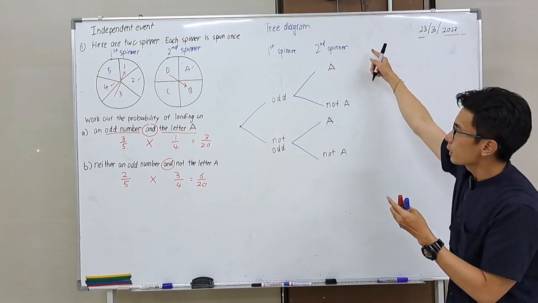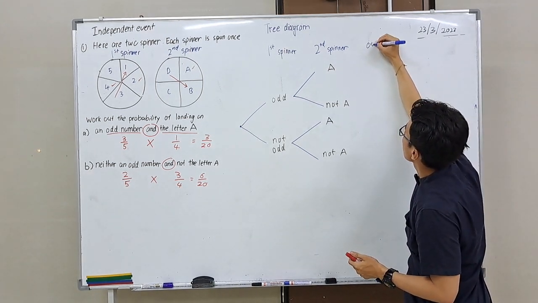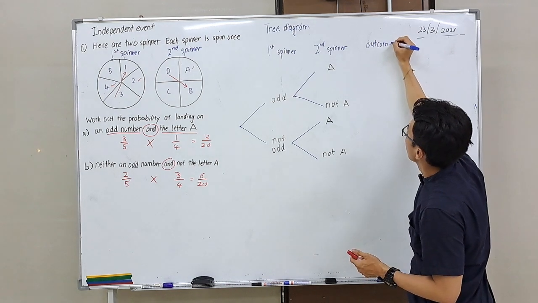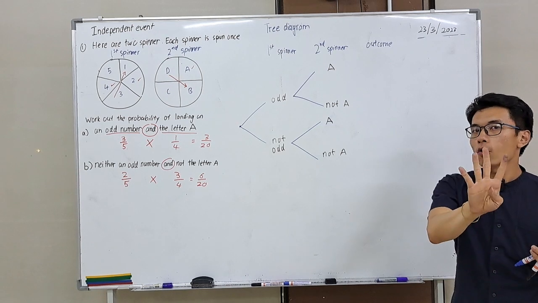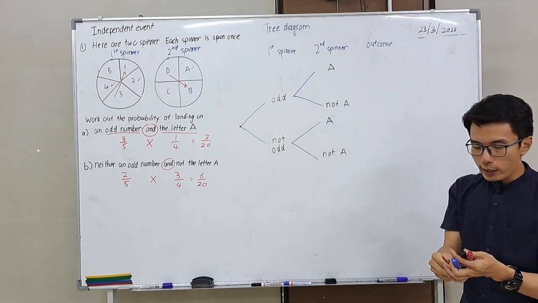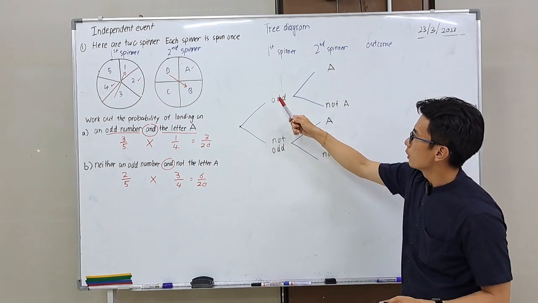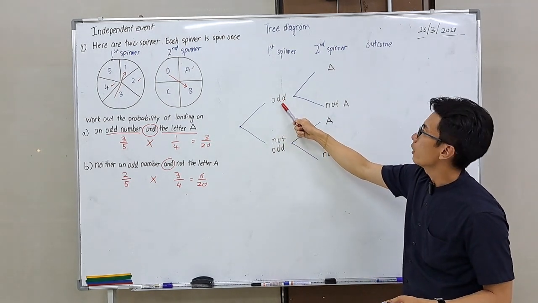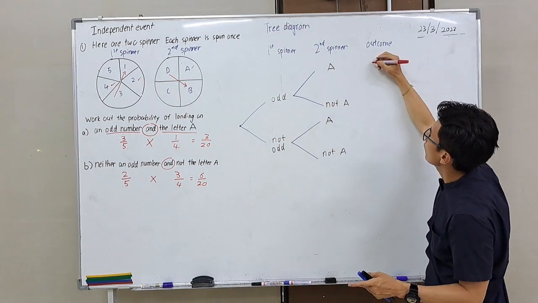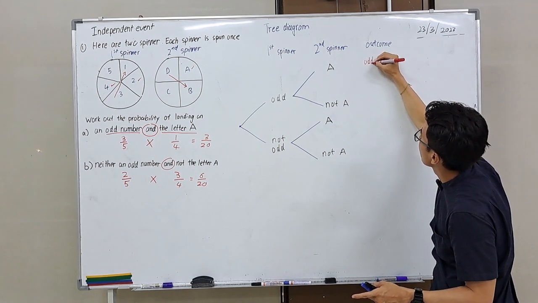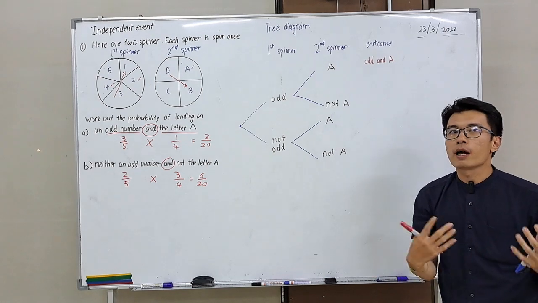Okay? So again, the next thing I'm going to write is all my possible outcomes. So how many outcomes are there in total? There will be a total of 4 outcomes. Okay? So where do I see the outcomes? The first outcome is going to be from here. I will get an odd and A for my second spin. So I'm going to write here, I will get odd and A. That's my first outcome.